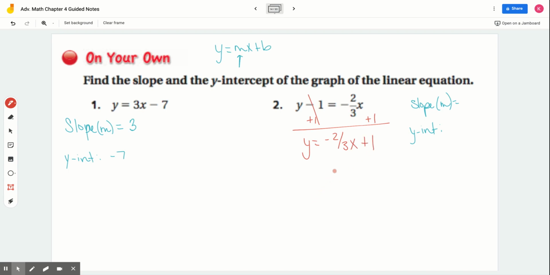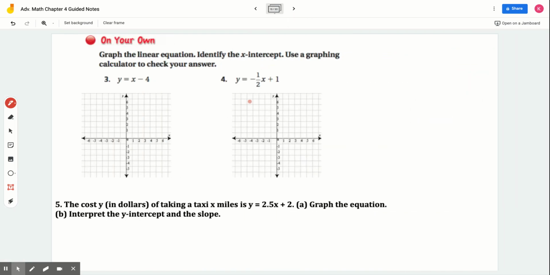Go ahead and take a minute to identify the slope and the y-intercept. Here you can see that the slope is negative 2/3 and that the y-intercept is positive 1. On numbers 3 and 4, we're going to need to graph the linear equation and identify the x-intercept. We could use a graphing calculator to check your answer if we had one, but it's not necessary.